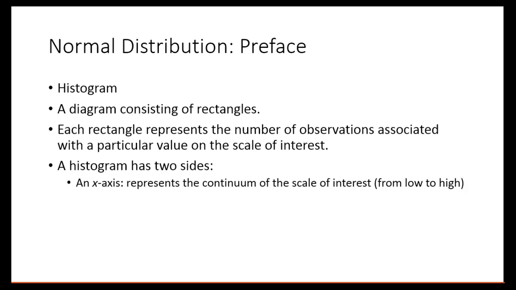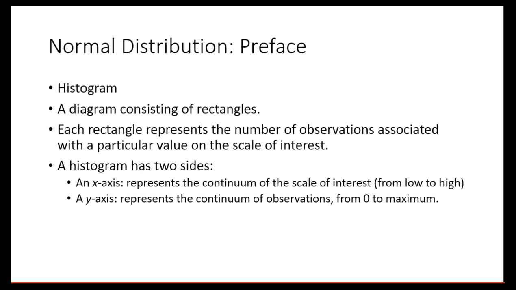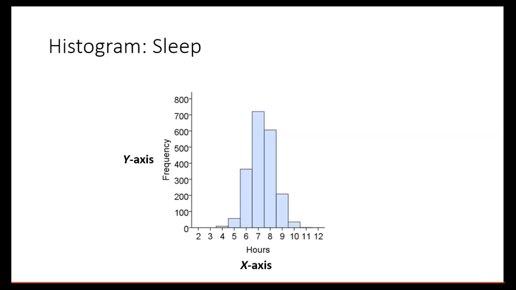First, an x-axis, which represents the continuum of the scale of interest from low to high, and the x-axis goes from left to right on the histogram. And there's also a y-axis, which represents the continuum of observations from 0 to some maximum. So here's an example histogram, and here are those two axes. I have the x-axis on the horizontal going from left to right, and here is the y-axis, which is vertical, going from 0 to some maximum, which in this case is 800.